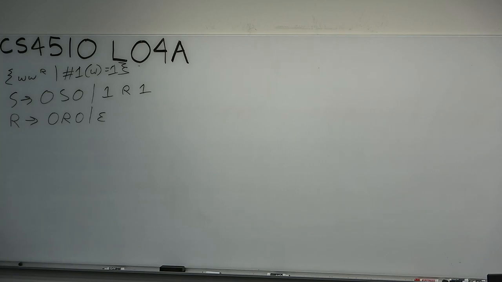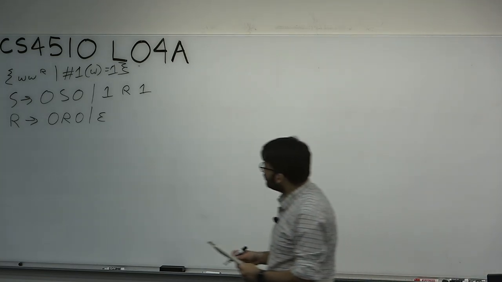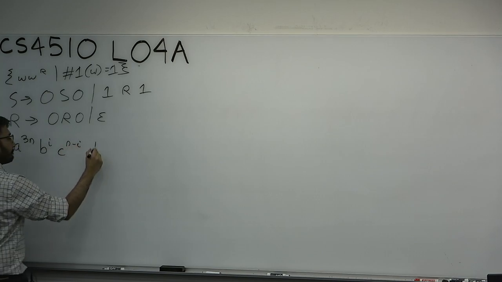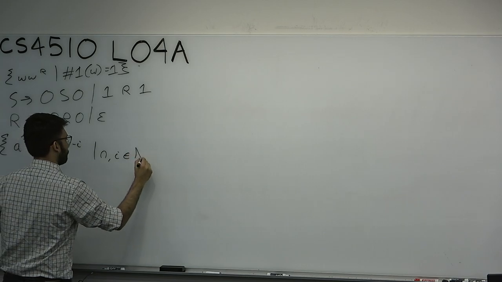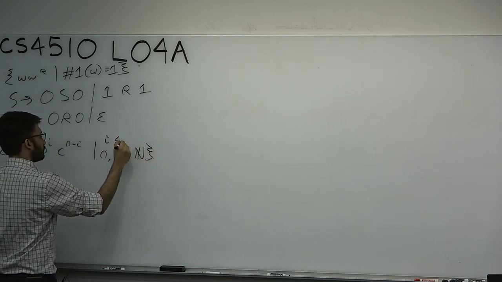And here's a last example. I've got a minute, so I'll do one more example: a^(3n) b^i c^(n-i), and of course, i is going to be less than or equal to n.